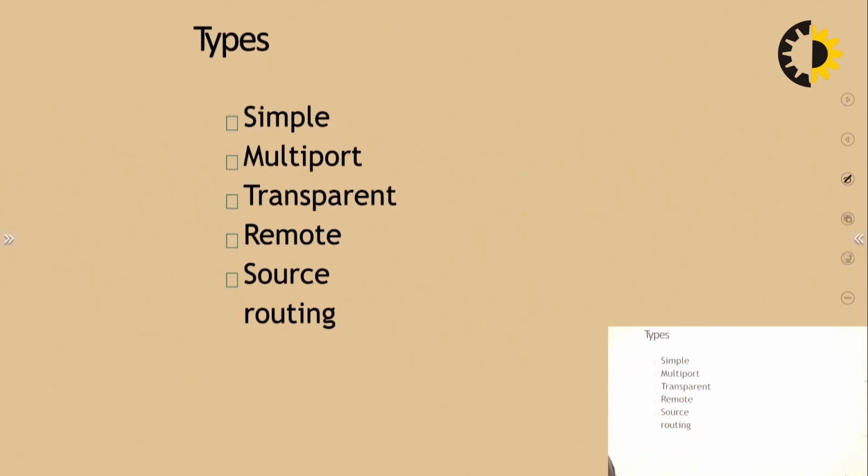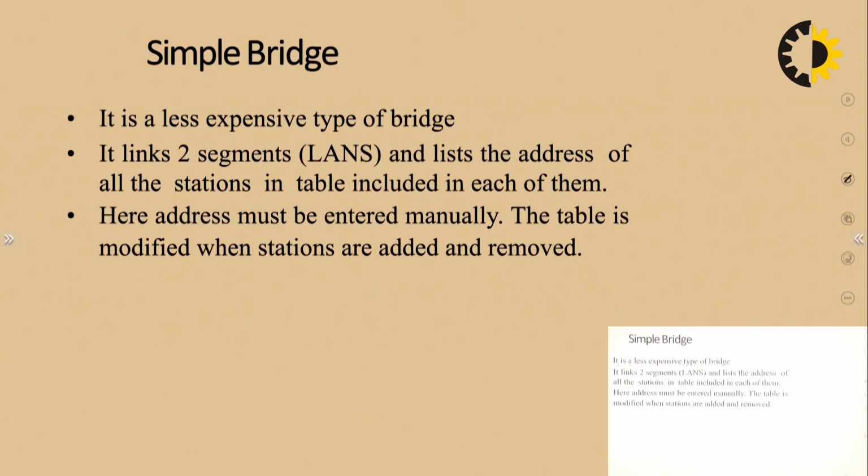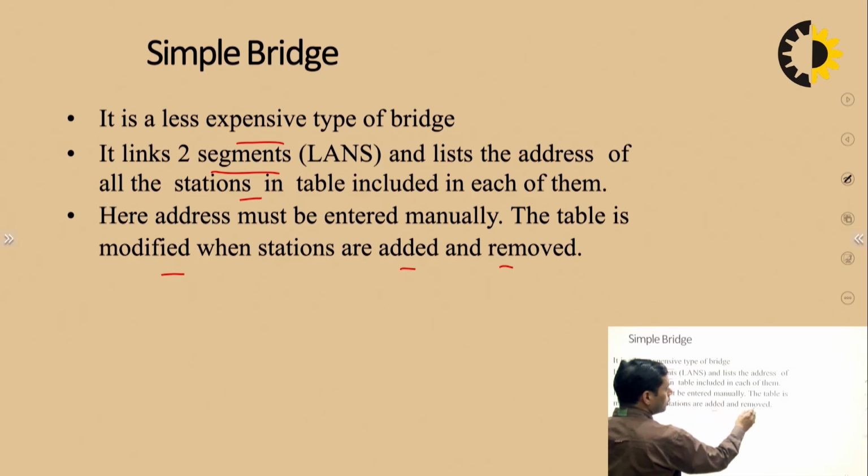So what are the types? The types of bridges are simple, multi-port, transparent, remote, and source routing. Now what is a simple bridge? It is a less expensive type. It links two segments only and lists the addresses of all stations in the table, which we already discussed. Here addresses must be entered manually. The table is modified when stations are added and removed, so a modification process is possible here.